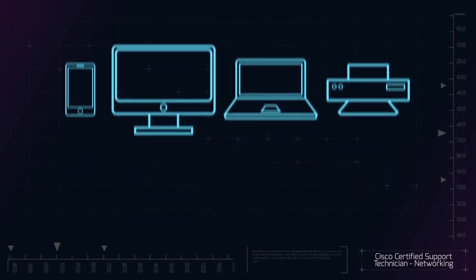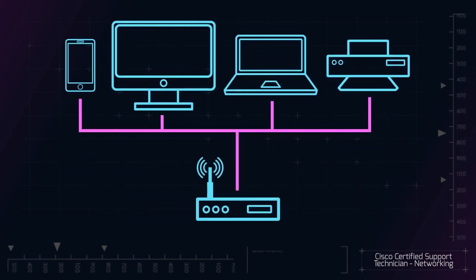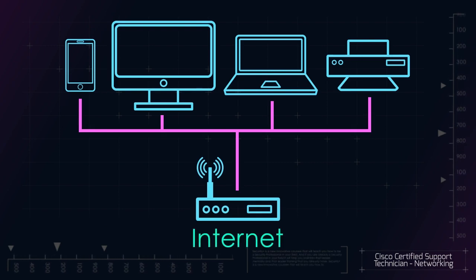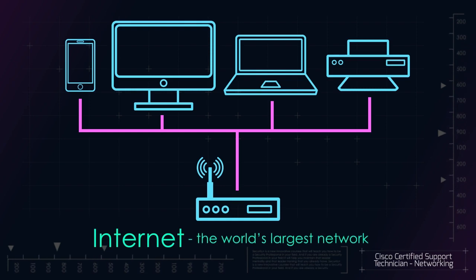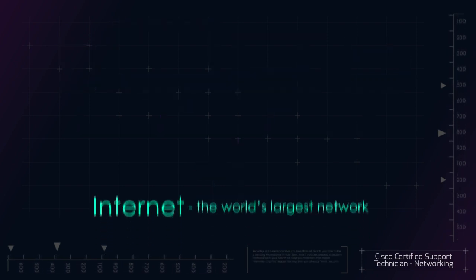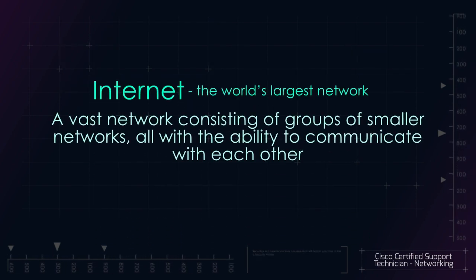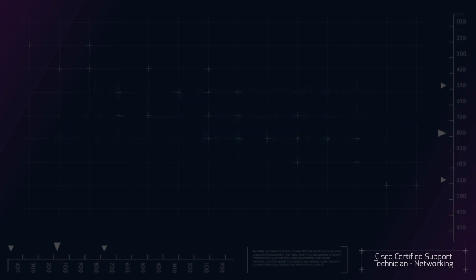These same devices can, through a gateway, router, or similar means, connect to the internet, which, if you think about the definition of a network, is the world's largest network. At its foundation, the internet is a vast network consisting of groups of smaller networks, all with the ability to communicate with each other. The specifics of how they connect will be covered later.